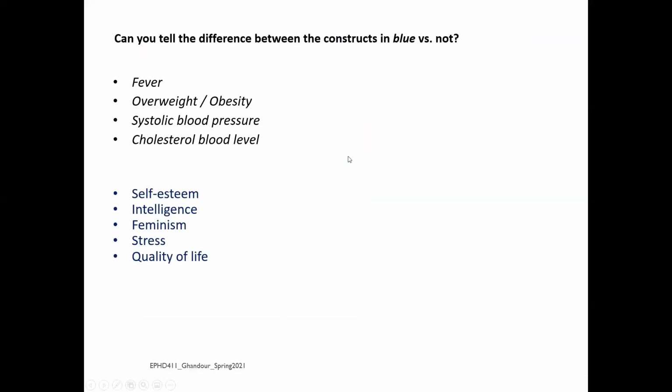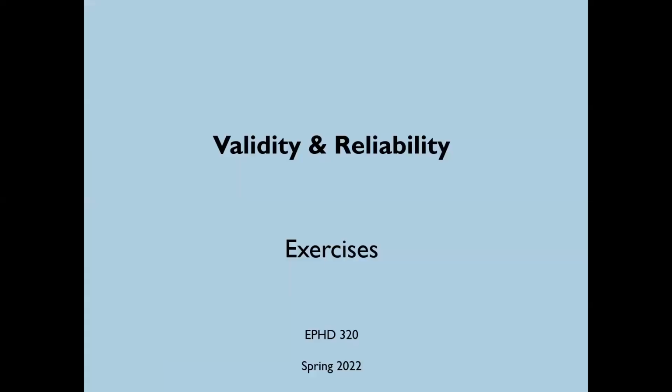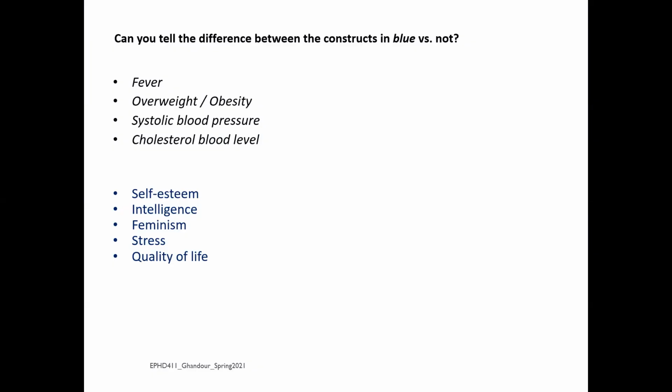Okay. So first of all, we're talking about validity and reliability when we talk about scale development. Let's start with this. Can you tell the difference, or guess, because I know you didn't see the recording, between the constructs that are in blue and those that are not? Just read them and try to guess. The ones in blue cannot be measured objectively like the ones in black. Okay. Do you all agree?